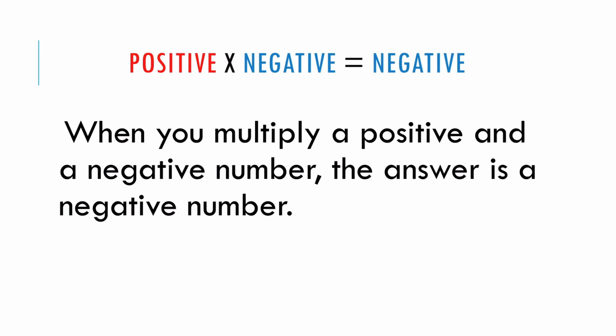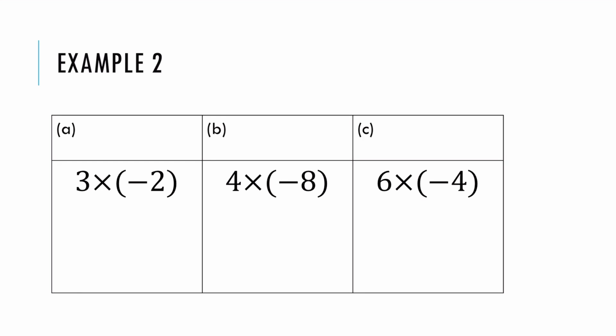So, when you multiply a positive number by a negative number, the answer is always a negative number. So if one's positive and one's negative, the answer will be negative. So we have a positive 3 multiplied by a negative 2. So the answer is negative. 3 times 2 is 6.